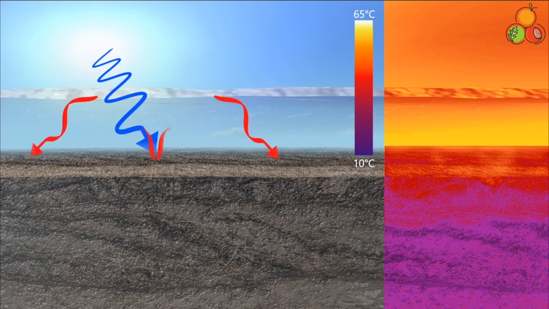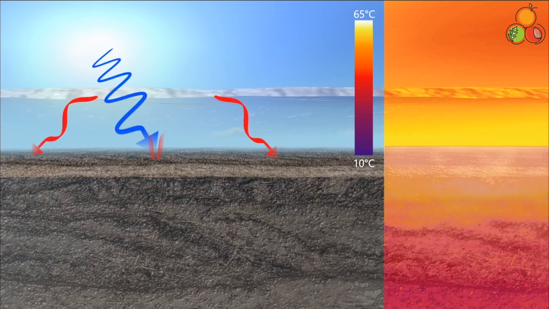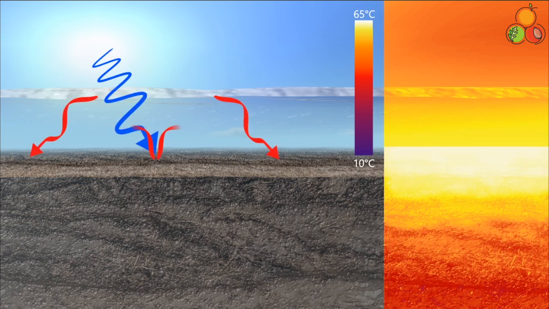And that soil heating can be substantial, so we can get to temperatures in excess of 65 degrees centigrade near the surface. And those temperature extremes do a lot to knock out pests on their own. But there's also some other things that happen in the soil.